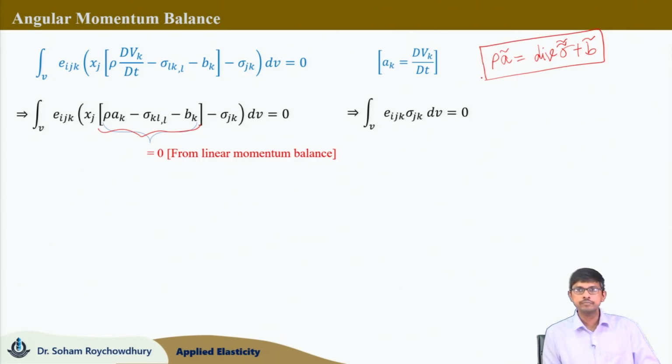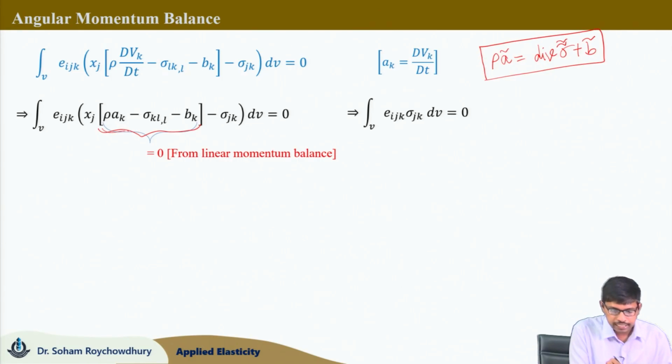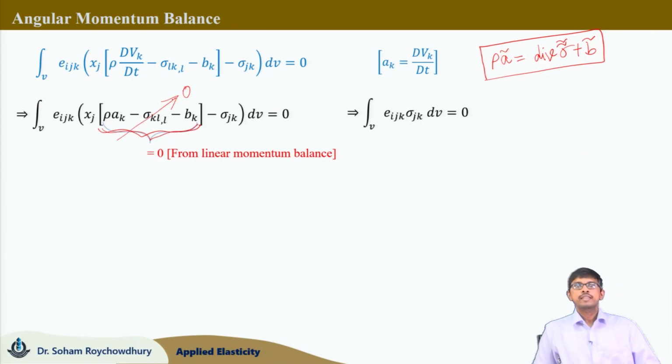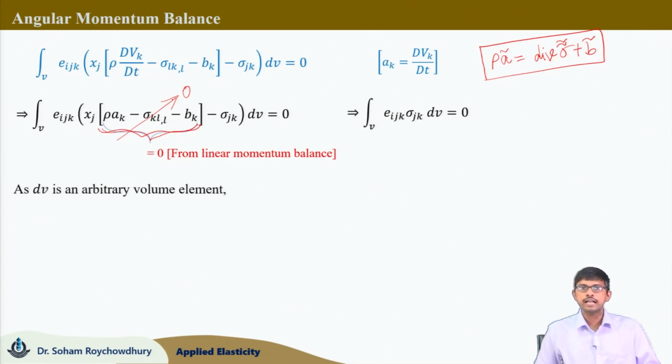In the initial notation, if you express that, that would result in this particular term, and thus this entire term goes to 0, and hence we are only left with a single term for the angular momentum balance, that is the integral over the deformed volume dV of ε_ijk σ_jk equals 0. Now, dV being a small arbitrary volume element, for this volume integral to be 0, we must have ε_ijk σ_jk to be 0.